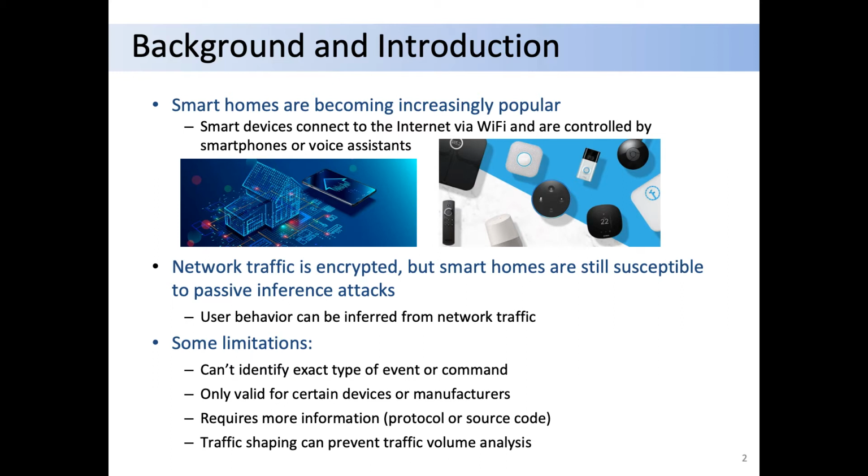Currently, there are a few limitations to this kind of passive inference attack. One of them is it's difficult to identify the exact type of event or command. Oftentimes, it's only valid for certain devices or manufacturers. And a lot of attackers will require more information, either the protocol or the source code for these smart devices. And there are different mitigation strategies such as traffic shaping, which can prevent traffic volume analysis.